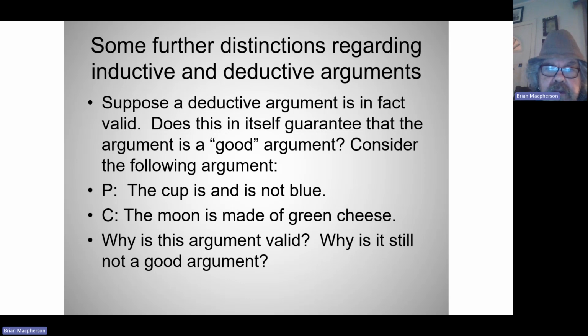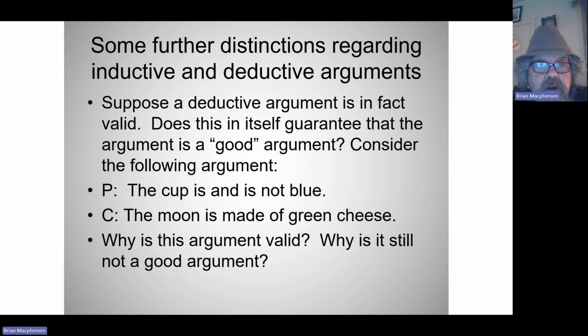Okay, so now we've seen the difference between strong inductive arguments and weak inductive arguments. Now, there are some further distinctions that I want to look at regarding both kinds of arguments. Suppose a deductive argument is in fact valid. Does this in itself guarantee that the argument is a good argument?